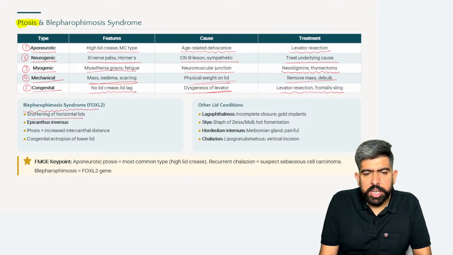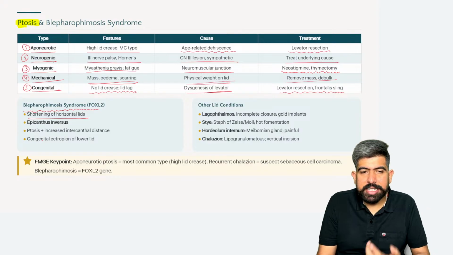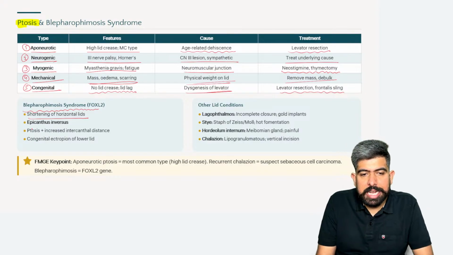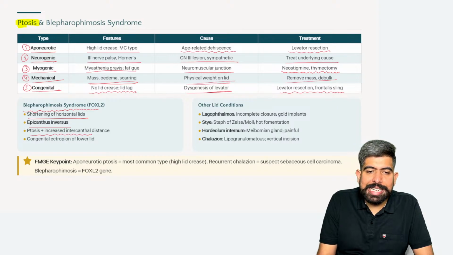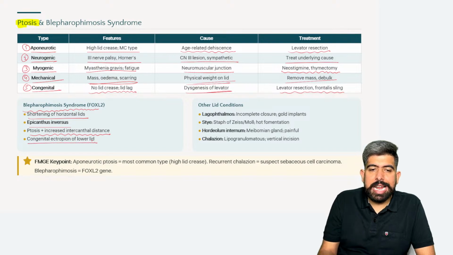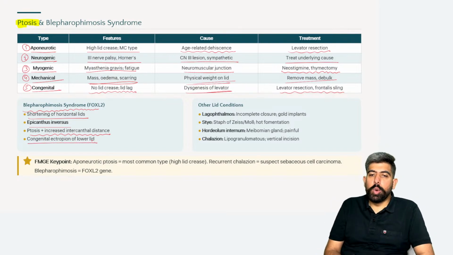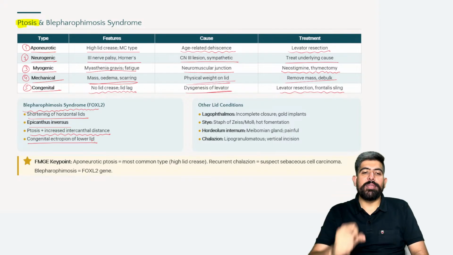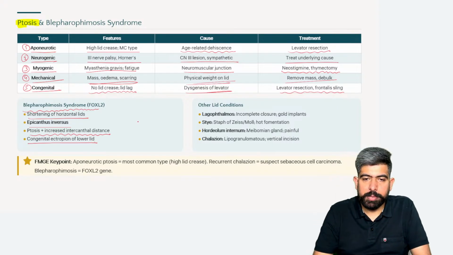What is this? This is the shortening of the horizontal lids, right? There is a shortening of the horizontal lids, and this is the epicanthus inversus. Due to this, there is the ptosis, which will increase the intercanthal distance, right? The ptosis will be increased, and there is congenital ectropion of the lower lid. So this will be caused as your blepharophimosis syndrome, right?